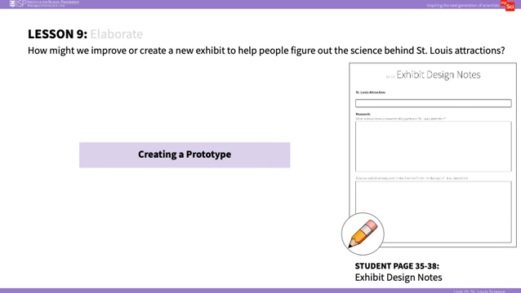In the Elaborate portion of this lesson, students will start thinking about creating a prototype of their exhibit. This prototype can either be a description on paper, it could be a drawing on paper, or it could be a 3-dimensional model of their exhibit. Choose whatever medium works best for your classroom and have students create a prototype of their exhibit. Be sure to have students reference their exhibit design notes in their student journals as they're constructing their prototypes.